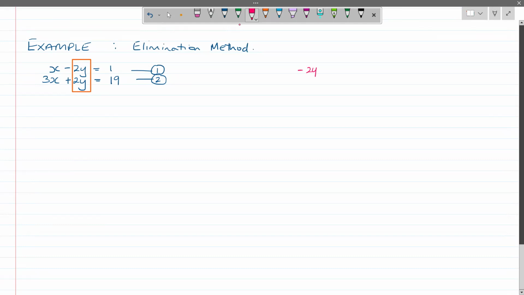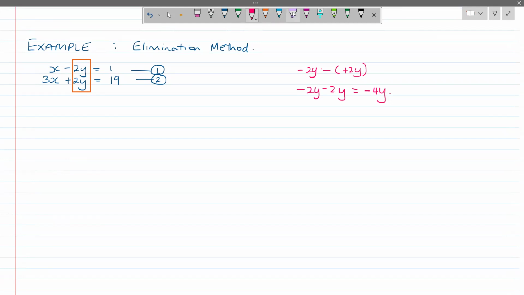If I do minus 2y minus plus 2y, what will happen there? I will actually get minus 4y. So subtracting these two equations in this particular instance will not work. We wouldn't be able to eliminate them.